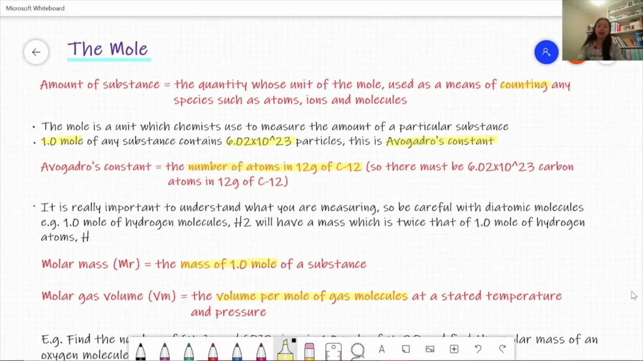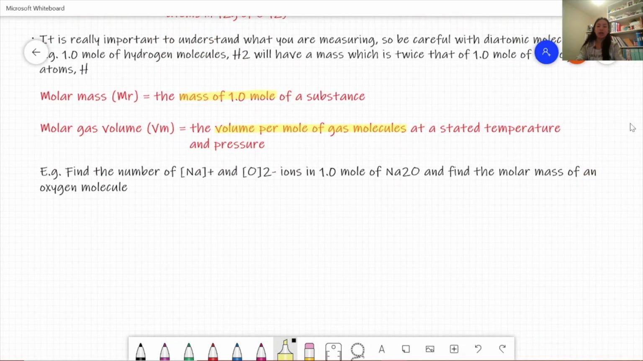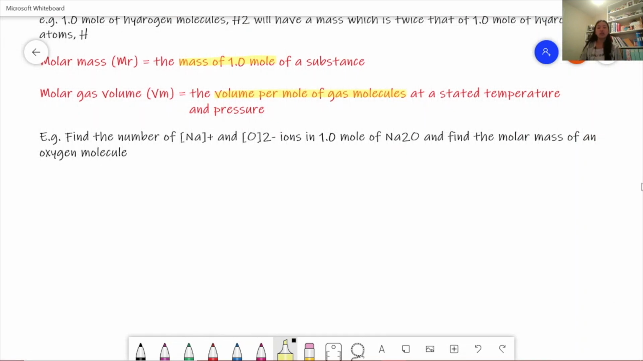So we're going to look at a quick example, which is to find the number of sodium plus and oxygen 2 minus ions in 1 mole of sodium oxide, and to find the molar mass of an oxygen molecule. So what we have is this sodium oxide, and we can split this up into sodium plus ions and oxygen 2 minus ions, because for every mole of sodium oxide we have 2 moles of this Na+ ion, and we have 1 mole of O2- ion.